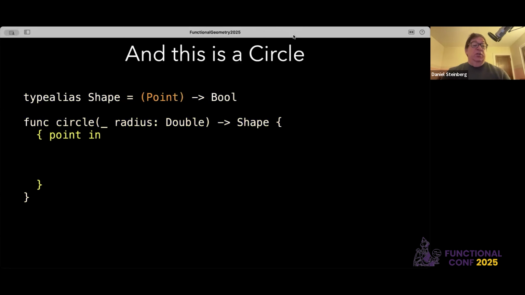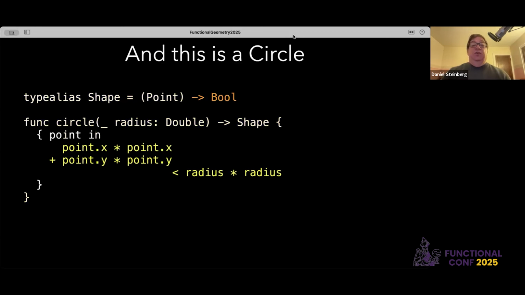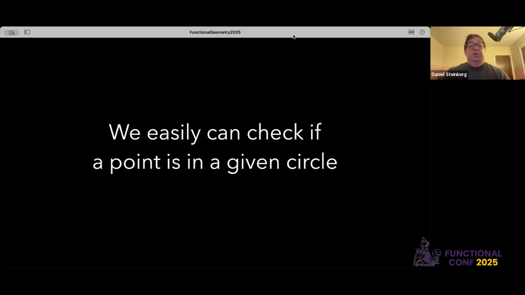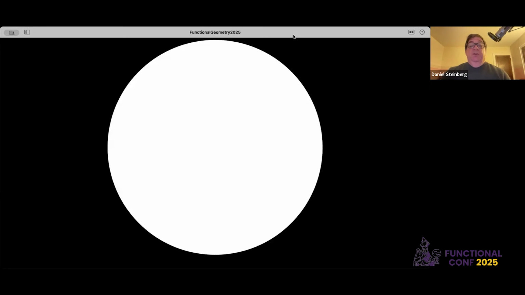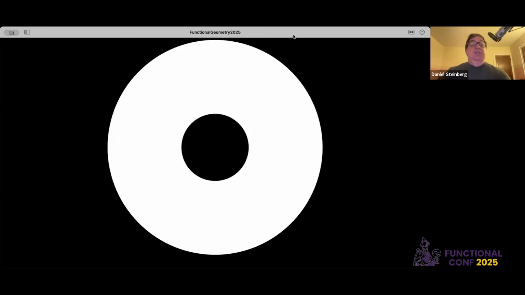And so here's how we return it. Our closure returns a function that accepts a point and then checks if it's in the circle. So there's our function being returned that takes a point and returns a bool. We can easily check if a point's in a given circle. So I have a circle, or I take an annulus, I take a circle out of that circle, or I take a byte out of that circle.